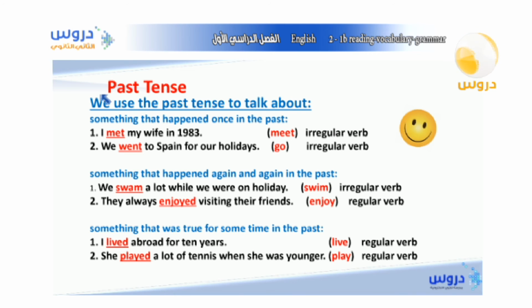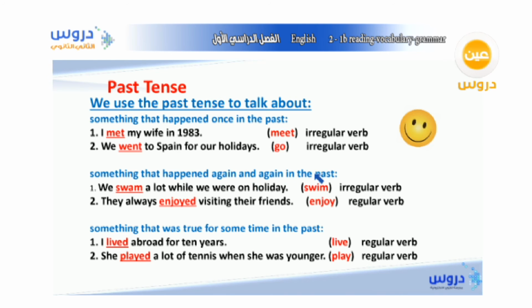So let's remember the past tense here. We use the past tense to talk about three things. The most used one is something that happened once in the past. So it happened and it's over. So, I met my wife in 1983. Meet is in the present, and it's an irregular verb. So when we put it in the past, meet, met. We went to Spain for our holidays, and the verb is go in the present, and once we use it in the past, we say we went to Spain for our holidays.